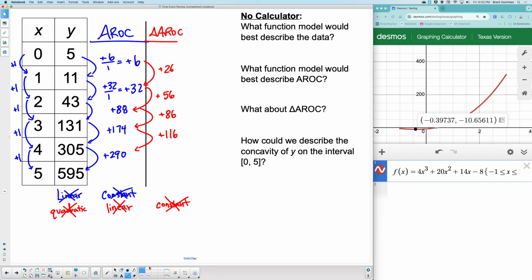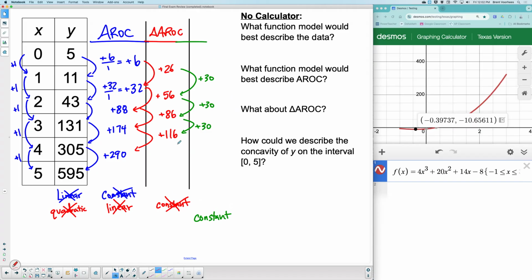Okay, this one we need to do one more time and we'll come up with our solution here. If I did one more column, you could call it the change of AROC, but I'm just going to leave it as is. This is our third change. What is the change from 26 to 56? 30. What about here? 30. And finally here? 30. Okay, I can see that this is constant. That these values are constant. They're 30.